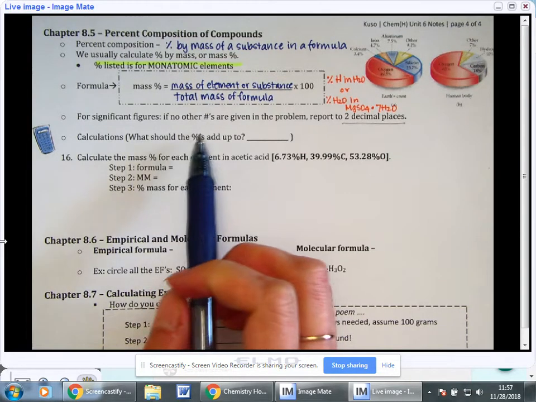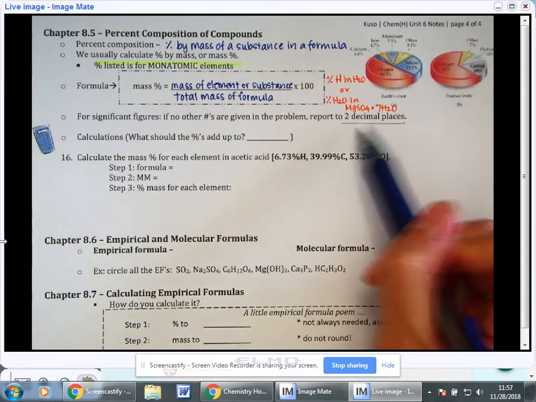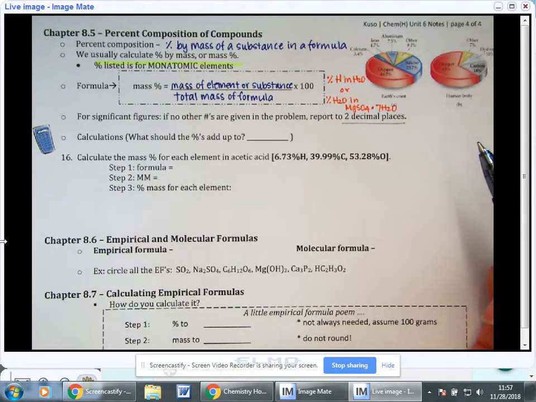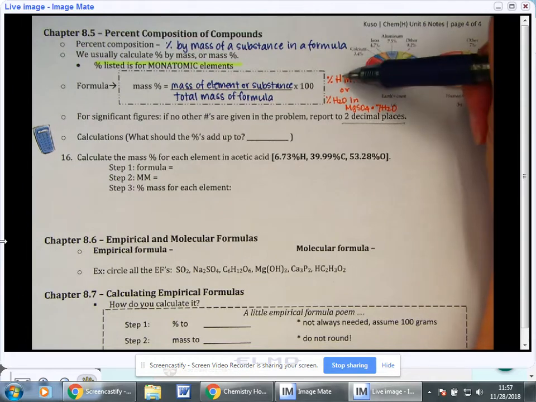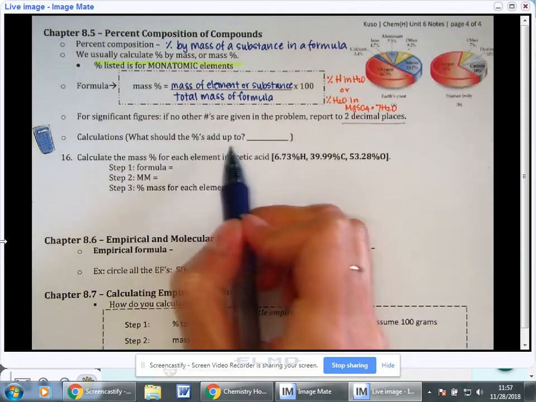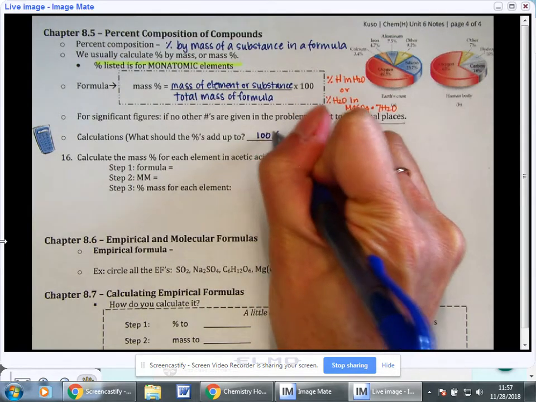For sig figs, if there are no other numbers given, then we're going to go to 2 decimal places. And if you're thinking about percent composition, if I have, let's say, percentage of hydrogen and percentage of water, both of those percentages should add up to 100%.